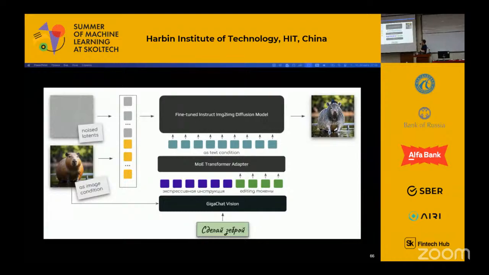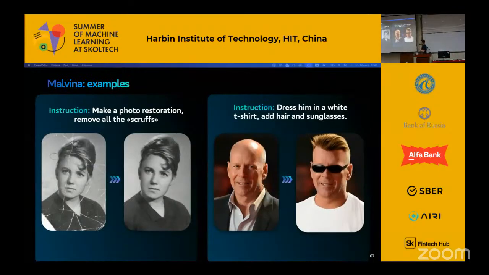The architecture is the following. You can see that they use GigaChat vision. They use fine-tuned image-to-image diffusion models, and they fine-tune the whole pipeline, the whole ensemble, on the editing task, on highly detailed, high quality editing pairs of two pictures and instructions that describe what you should do with the first picture to receive the second one. A little more examples there.